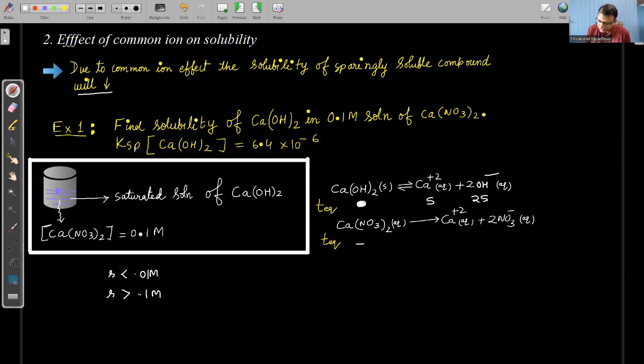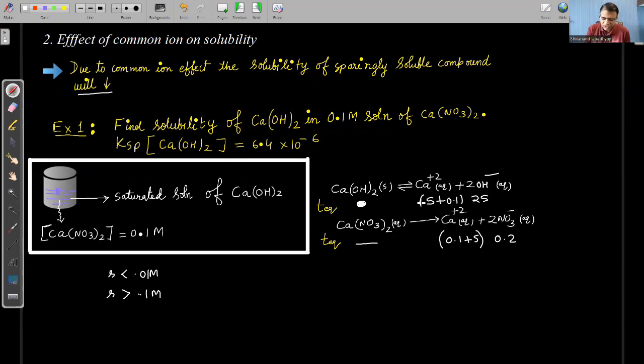Salts are examples of strong electrolytes. So in the solution, it does not exist as a compound. It is 100% dissociated. On dissociation, its concentration is 0.1, so 0.1 molar calcium 2 plus ion and 0.2 molar nitrate ion will be there. Since calcium 2 plus ion is common, we'll write the net concentration of calcium 2 plus ion in this whole system, which is equal to 0.1 plus S.